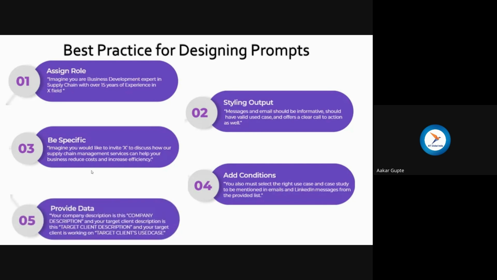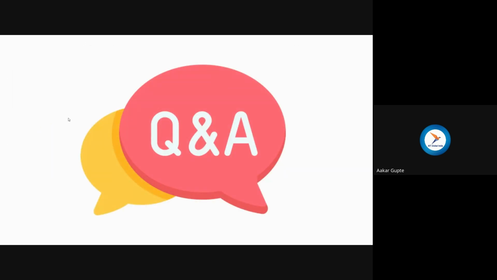And the last is provide data. This can be an example of what kind of domain we are focusing on, what domain we are working on, and that's how you can provide the data to a particular prompt. I hope you have understood this. I mean, you are relating this to what we have done so far. And now I'm open to question answers, so you can ask your questions.